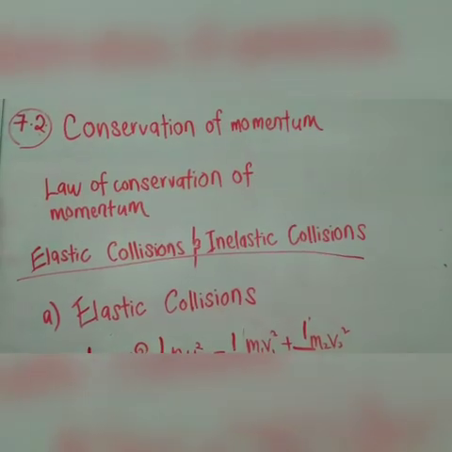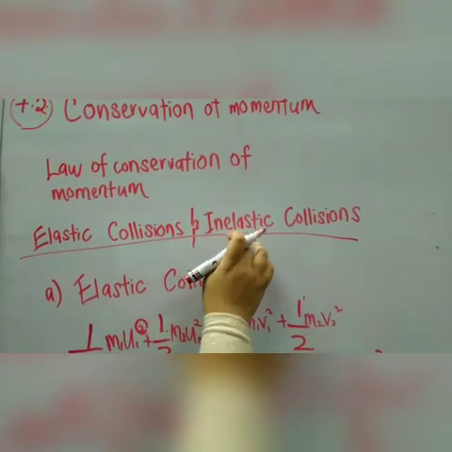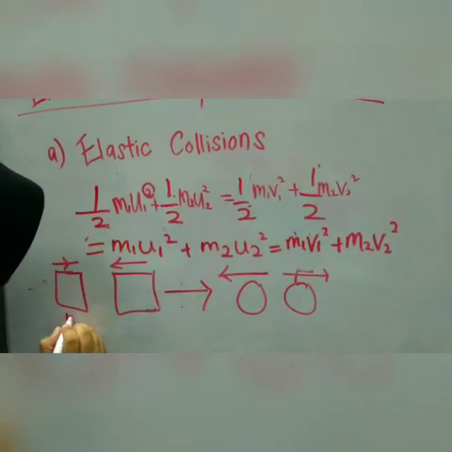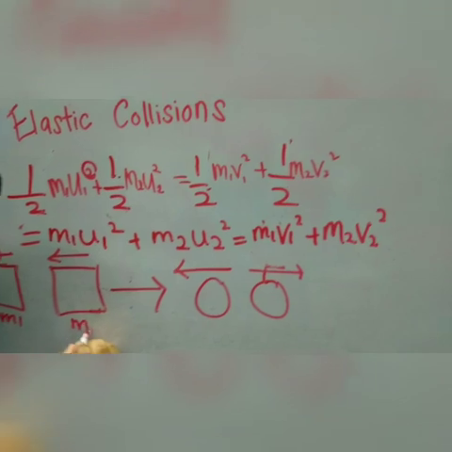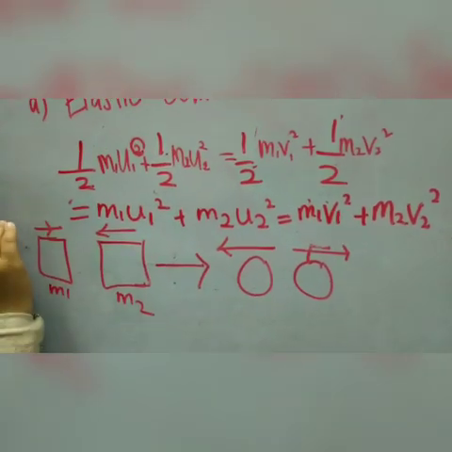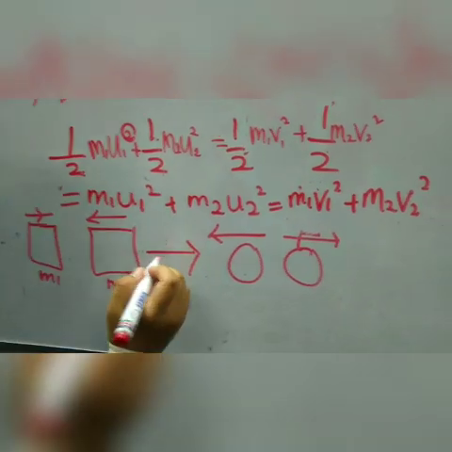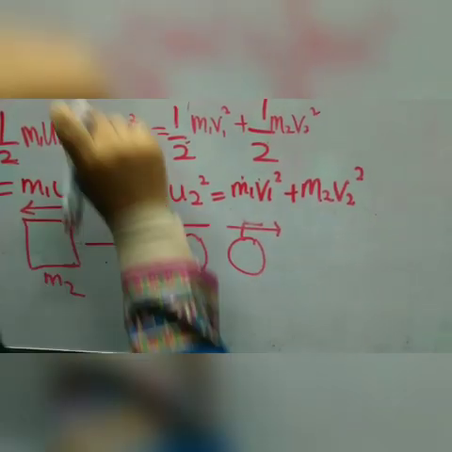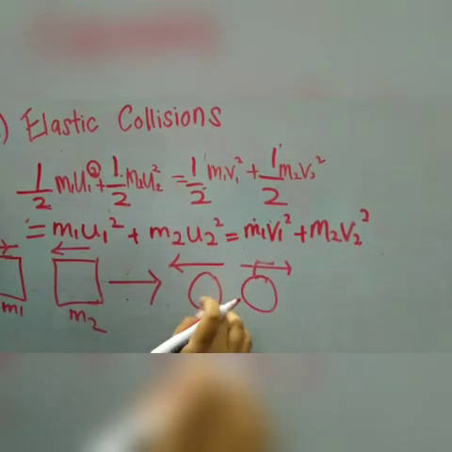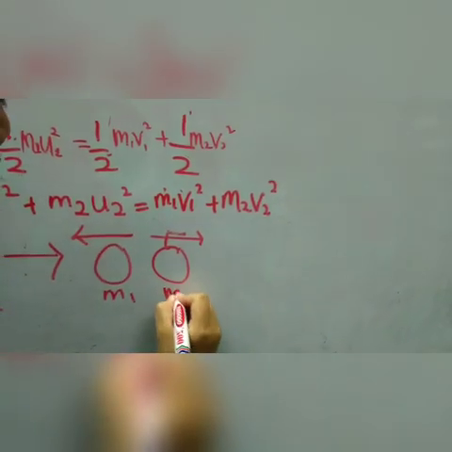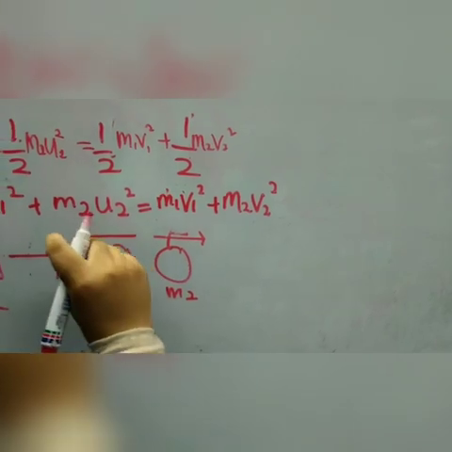After that we will learn about elastic collision. In an elastic collision, this is m1 and this is m2. First m1 goes to the right and m2 goes to the left. After they collide, they undergo elastic collision, so m1 goes in the opposite direction and m2 also goes in another direction.